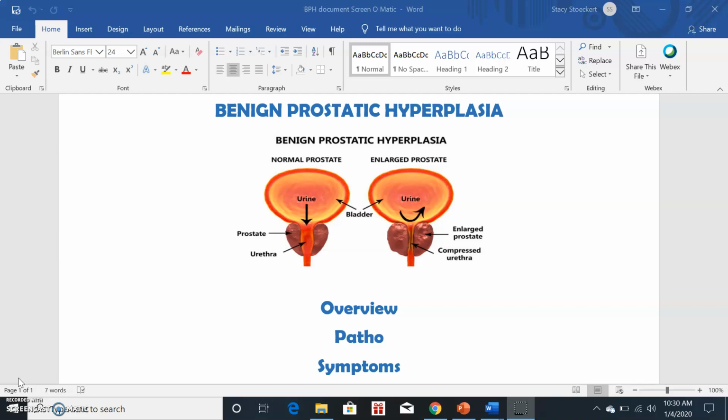The prostate gland is small, about the size of a walnut, that sits under the bladder and in front of the rectum. The urethra starts at the bladder and must pass through the prostate to empty urine from the bladder. The portion of the urethra that passes through the prostate is called the prostatic urethra.